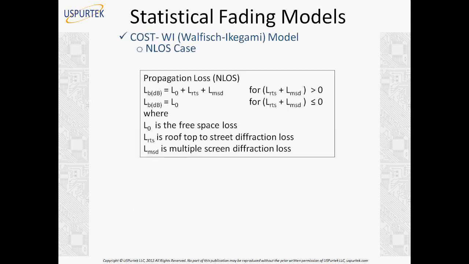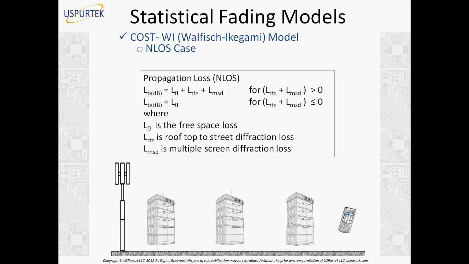For a near line of sight case, there are more corrections here. You have L0, which is the free space loss. Then you have rooftop to street diffraction loss, LRTS, and multiple screen diffraction loss. Now we are focusing on a smaller cell size, a picocell or maybe a femtocell, right? Because a picocell can use the COST Y model, where the cell sizes are much smaller.